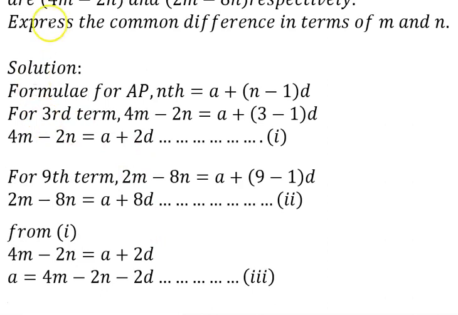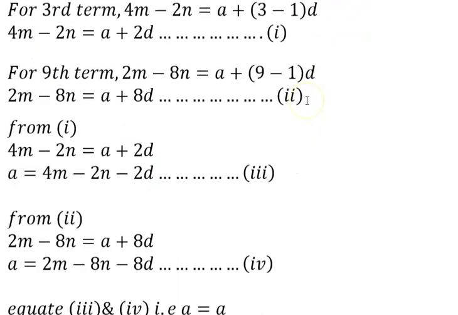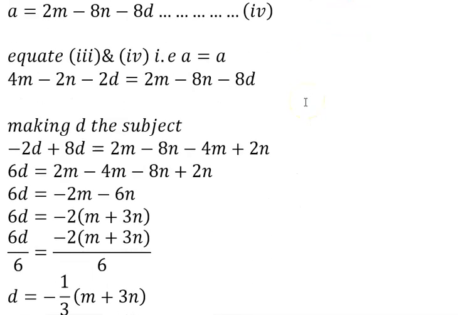The question says express the common difference, which is D, in terms of M and N. So that's why we are here now. Let's just take what we have here and make this the subject of the formula. All the values that have D, let's put them on one side. So here we have minus 2D. On this other end, we have minus 8D. If this minus 8D crosses the equality sign, it will change to plus 8D. That's why we have this here.